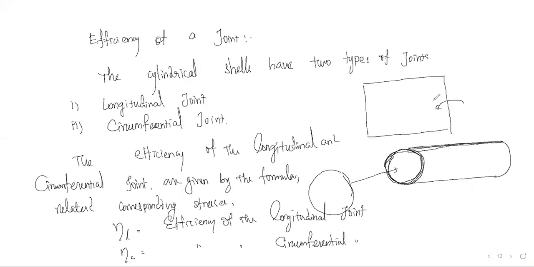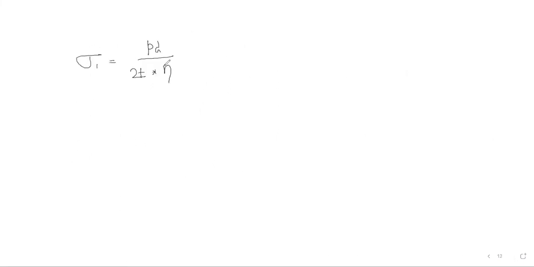With respect to the formula, sigma 1 is equal to P into D divided by 2T into eta L. How am I going to cast it here? One plate I roll down as a circular section so that the cylinder is formed. Along the cross section the stress is going to act, so the efficiency of the longitudinal joint comes in here, divided by eta L.